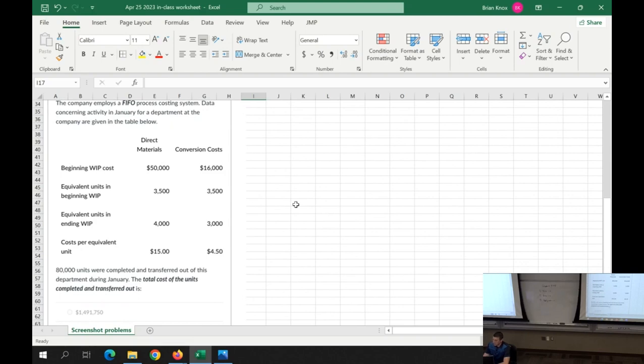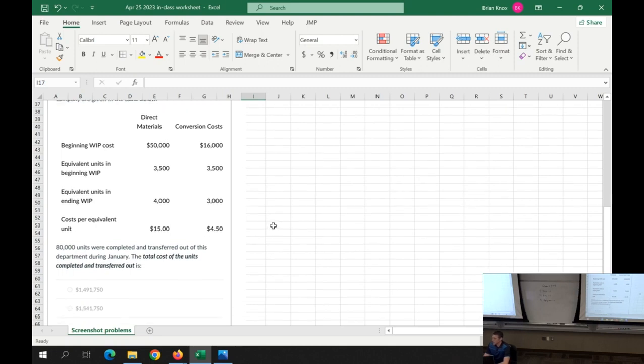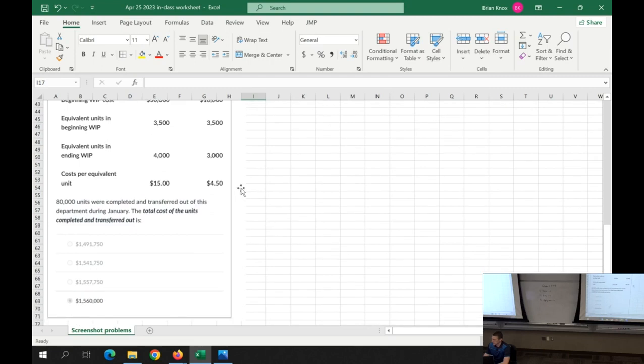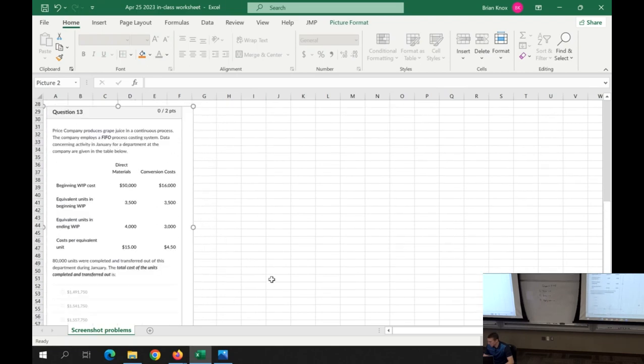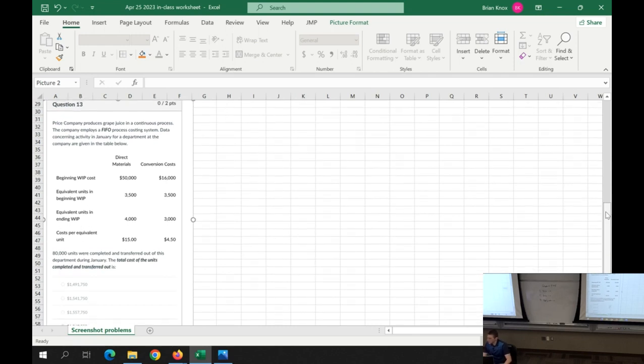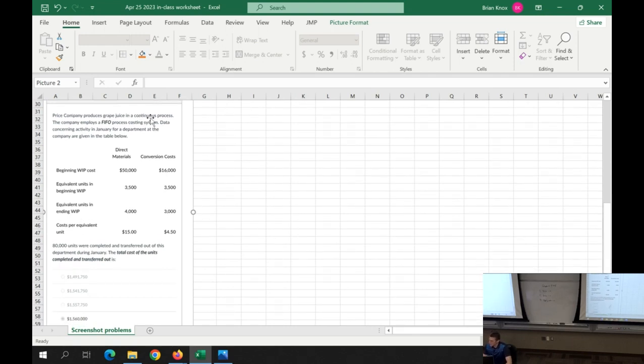All right, we got a very similar problem here. Looks like it, however, this one is just isolating step number 3. So let's shrink it a little bit so we can see it all on the screen at once. Okay, that's close enough anyway. So Price Company produces grape juice in a continuous process. The company employs a FIFO process costing system. Data concerning activity in January for a department of the company are given in the table below.